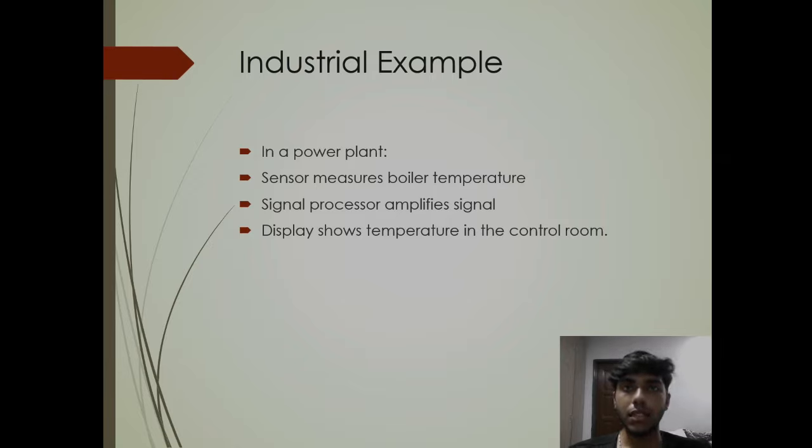For example, in a power plant boiler system, the sensor measures the boiler temperature. Then the signal processor amplifies the signal. Next, the display system shows the temperature in the control room. This helps operators monitor and control the system safely.